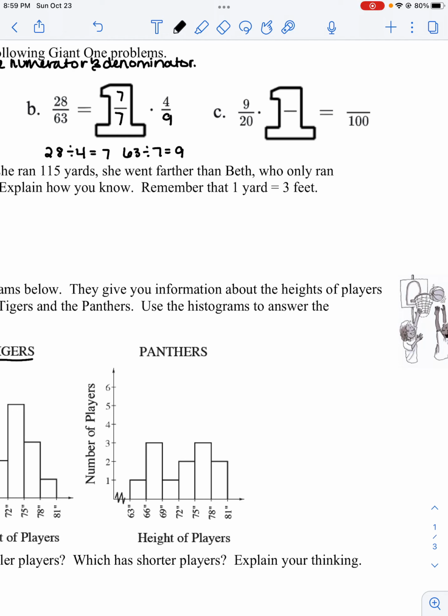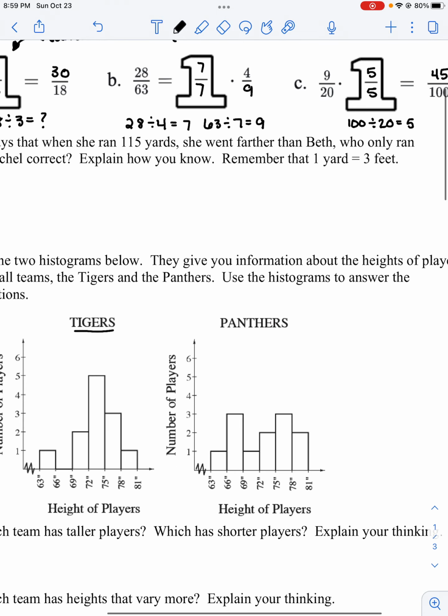Part C, 9/20 times the number equals something over 100. So 100 divided by 20 is 5. 9 times 5 is 45.